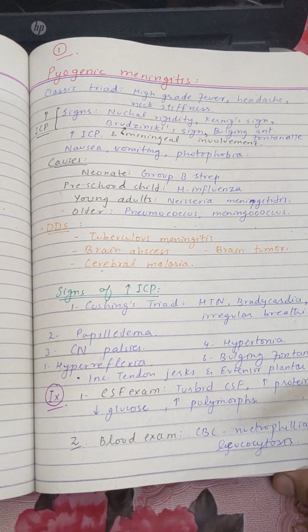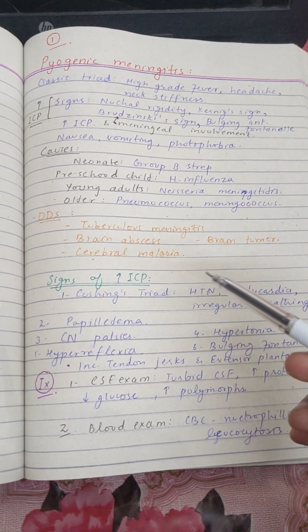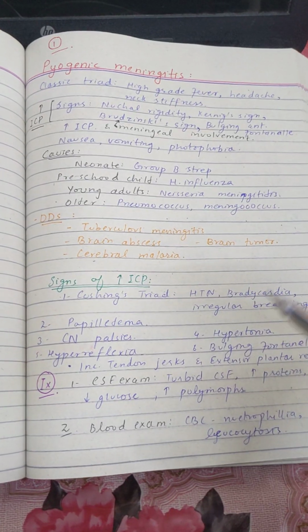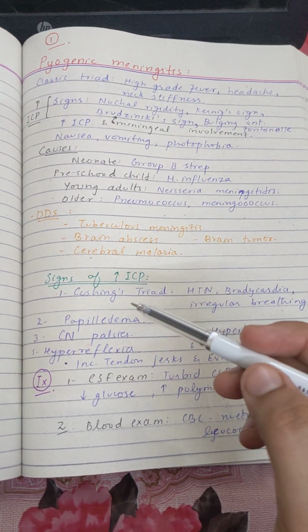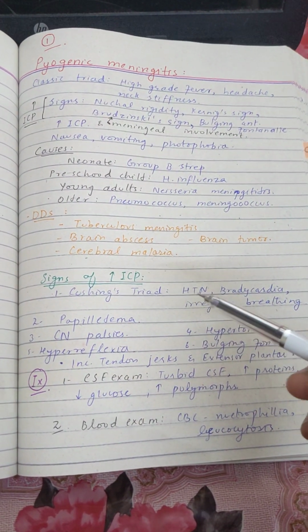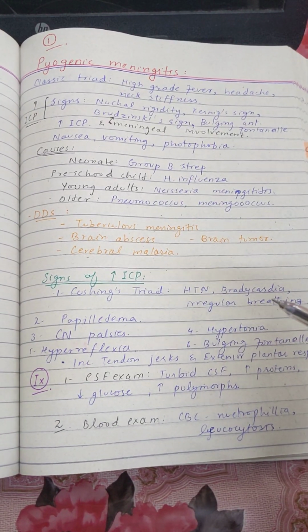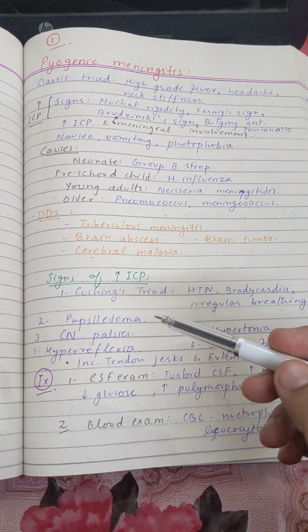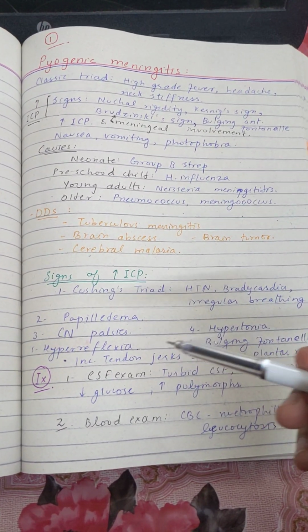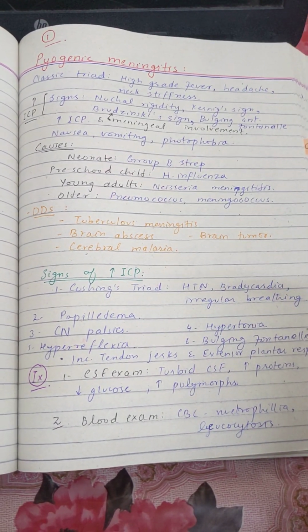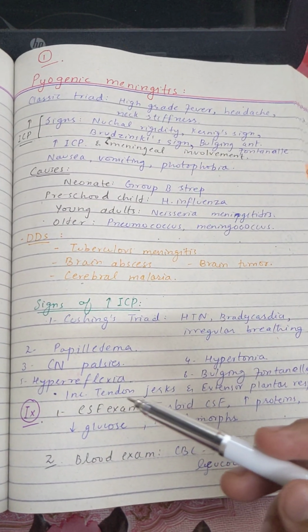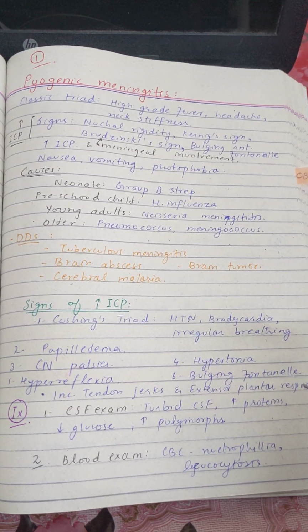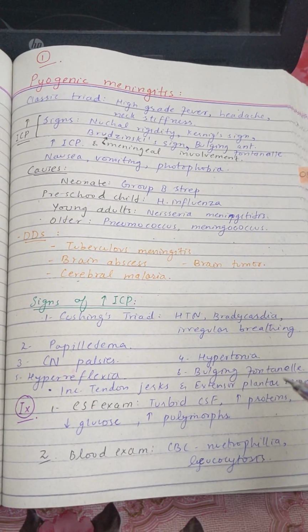Now, what are the signs of raised ICP? It is often asked. In case of raised ICP, there is a classical triad called Cushing's triad, which is characterized by hypertension, bradycardia, and irregular breathing. In addition to this triad, there will also be papilledema, cranial nerve palsies, hyperreflexia, hypertonia, and bulging anterior fontanelle. There can also be increased tendon jerks and extensor plantar response. So these are the signs of raised ICP.